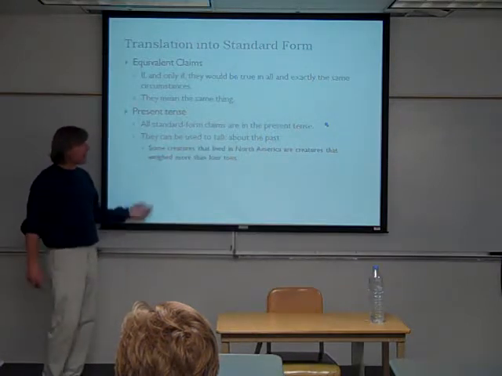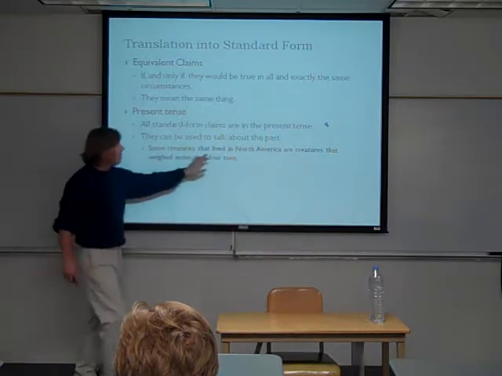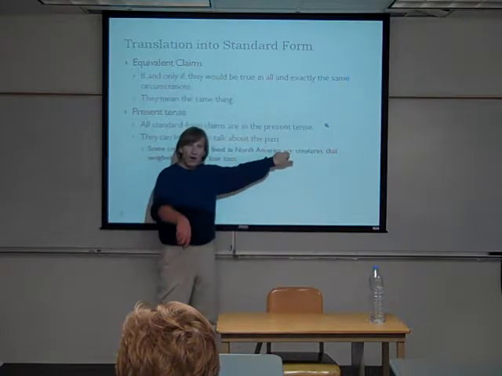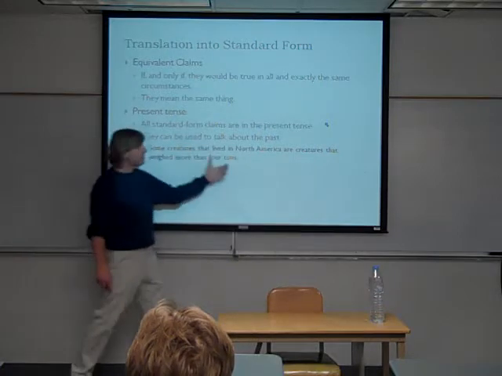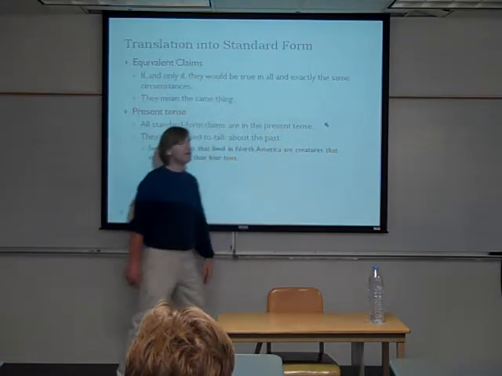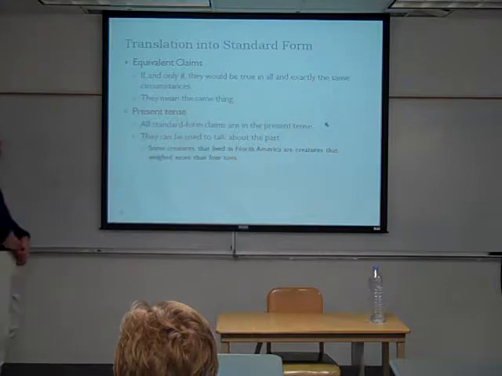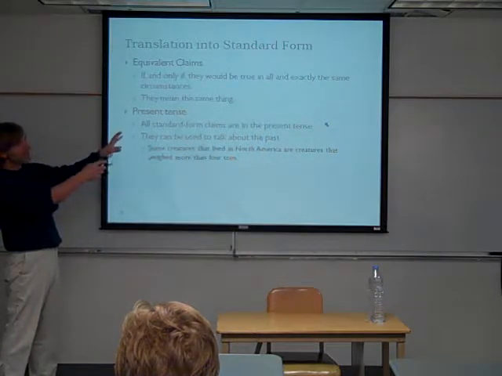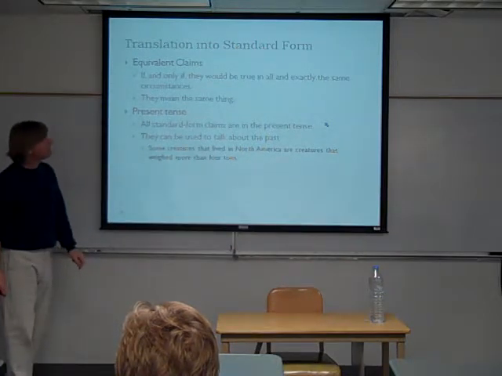Some creatures that lived in North America, that lived a long time ago, are. We're not saying that they were. We're saying that they are. This is present tense. So the phrase can refer to the past, but the statement itself and the verb are going to be present tense. Some creatures that lived in North America are creatures that weighed more than 4 tons. So all translations into standard form categorical claims are going to be phrased in the present tense.